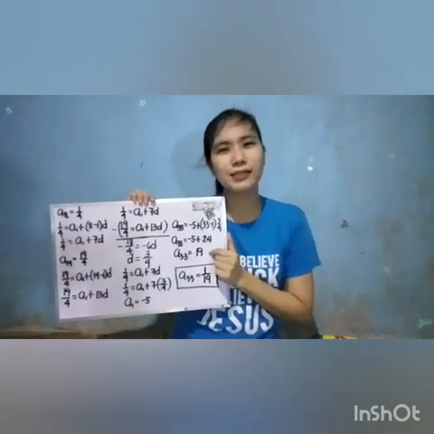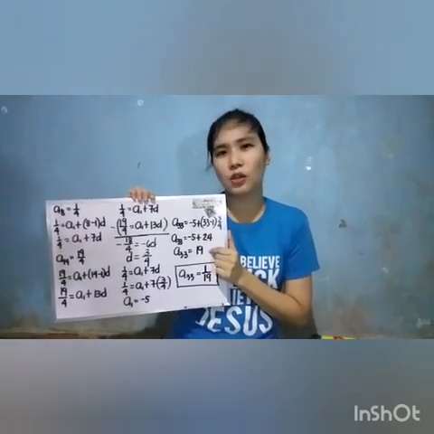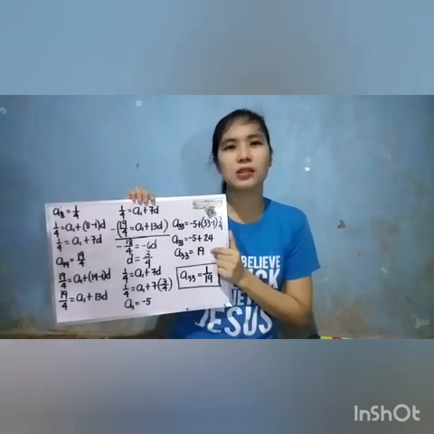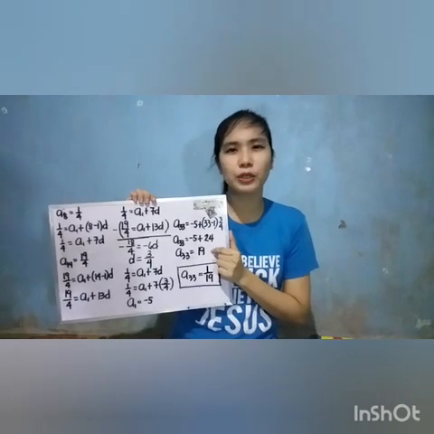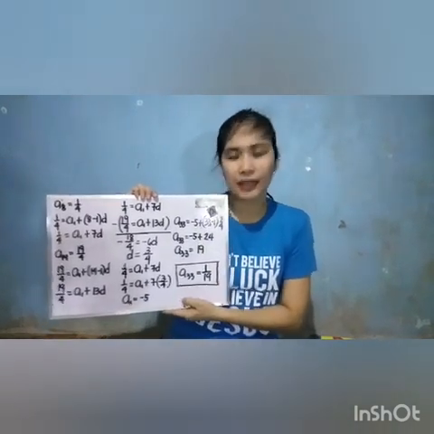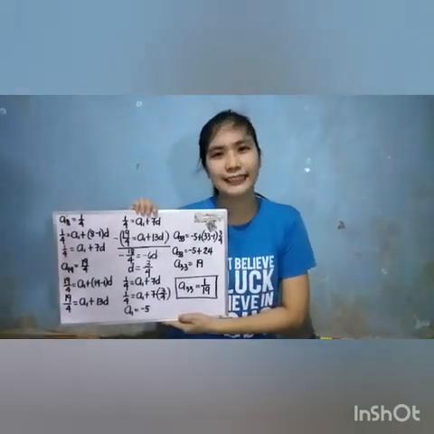But remember, this is simply the value of a sub 33 given the arithmetic sequence. So therefore, we need to take the reciprocal of this for us to know what is the value of the 33rd term of the given harmonic sequence. So we can now say that a sub 33 is equal to 1/19.